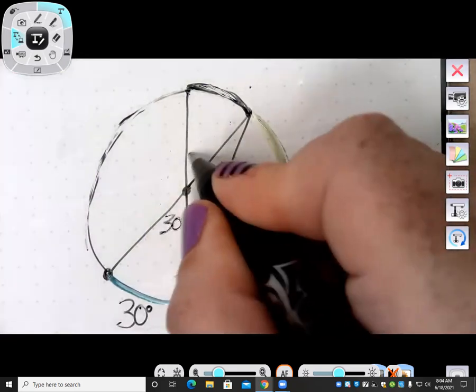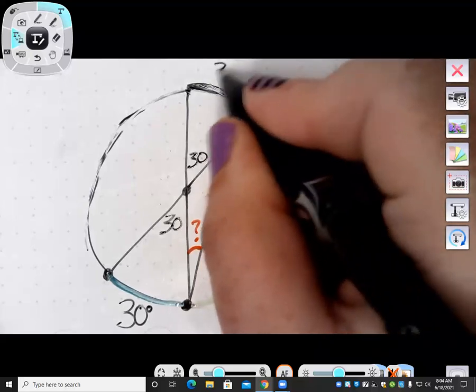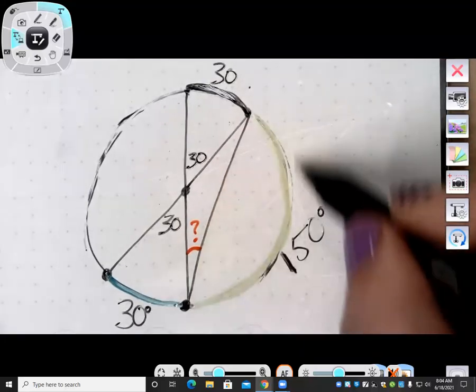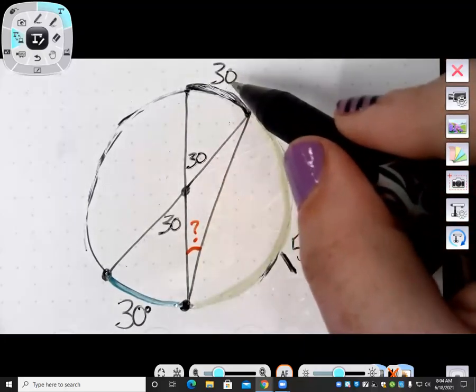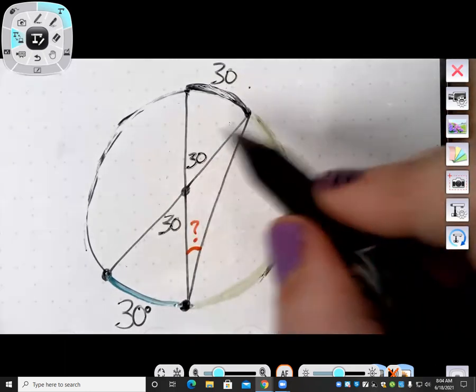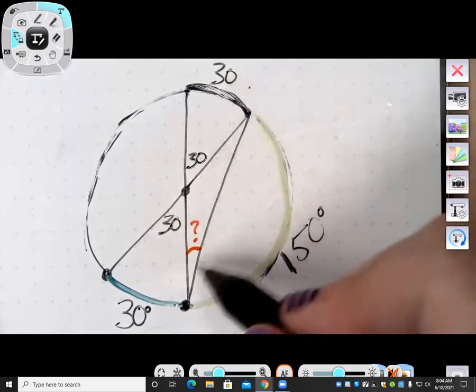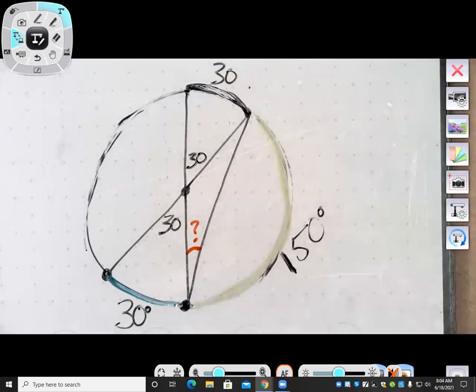If that's 30, this is 30, which means this arc is also 30. So you could have gotten it the way we kind of got there, going around this way. You could have used vertical angles. Now that you know that that's 30, yes, this is going to end up being 15.